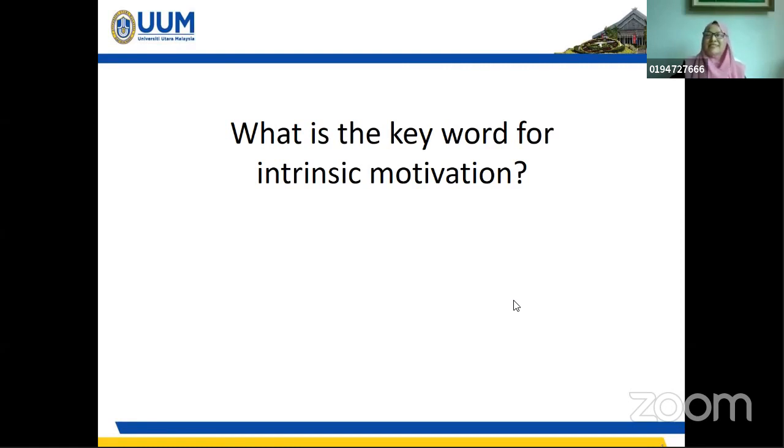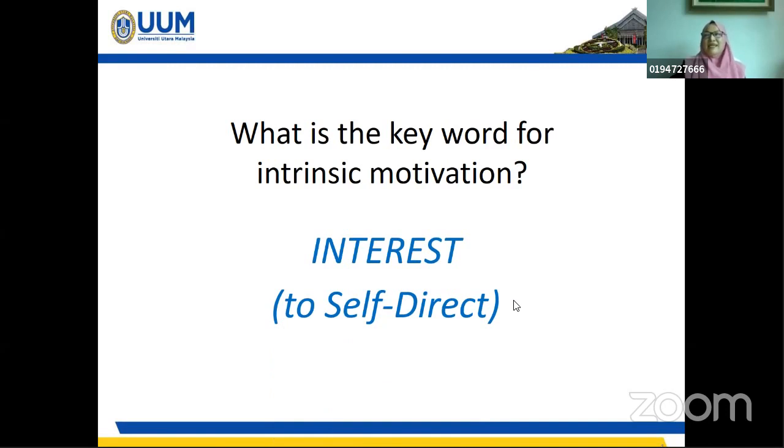What are the keywords for intrinsic motivation? We could do another Mentimeter, but given the time limit, we move to the next one. Actually, one of the keywords, if you ask me, is interest. We seldom study interest in a systematic way. Yet people are always talking about interest, minat, in our culture, tak minat. There's no interest. Because interest to me is the one that gives impetus to self-direct, to initiate something.